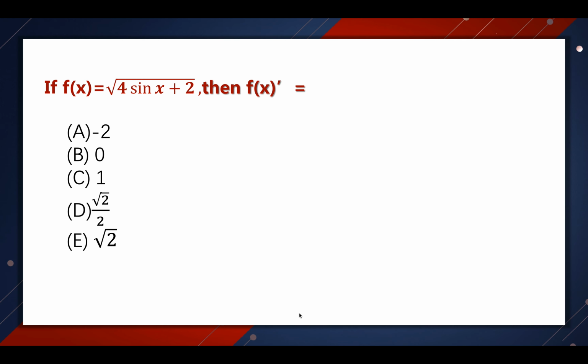So we will know the derivative of f(x) is equal to 1 over 2 times (4 sine x plus 2) to the power of negative 1 over 2 times 4 cosine x, and we will put the 0 into these equations and we will get the square root of 2, and the answer is E.